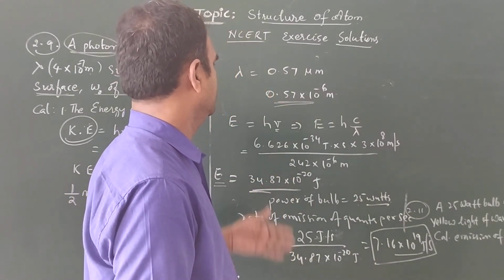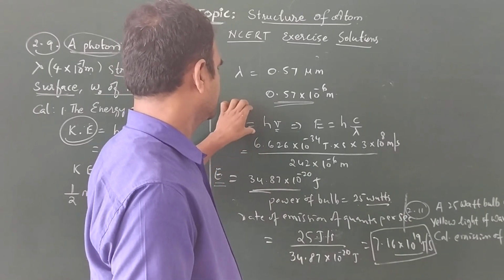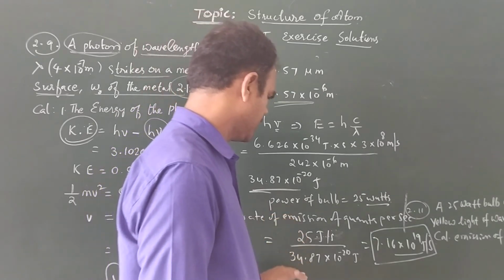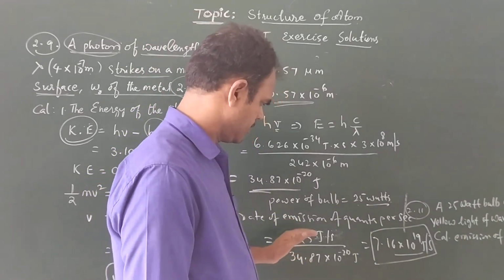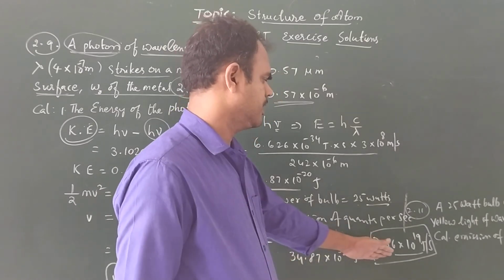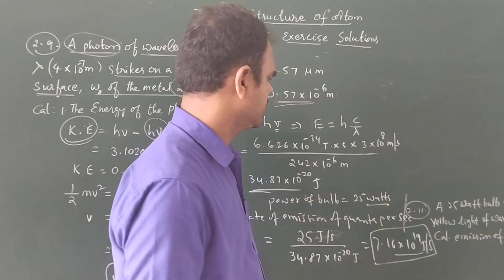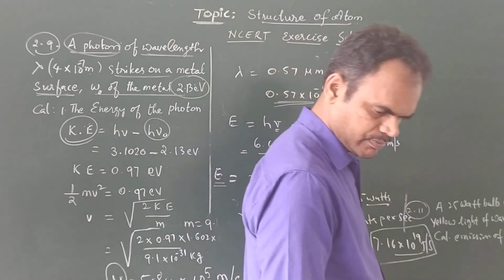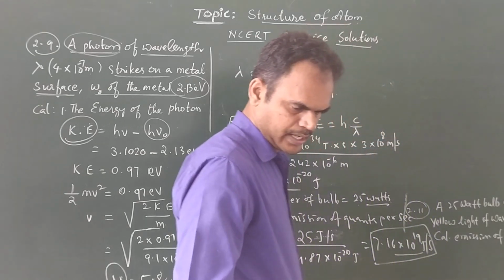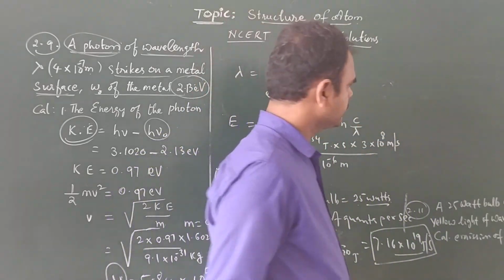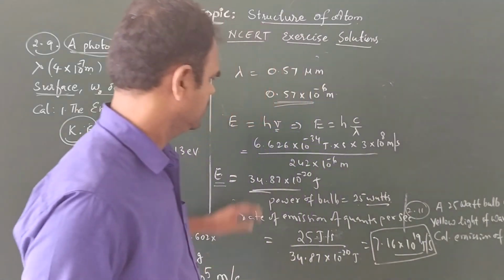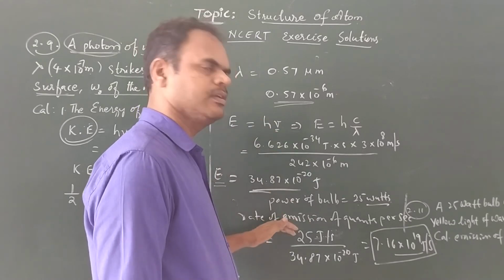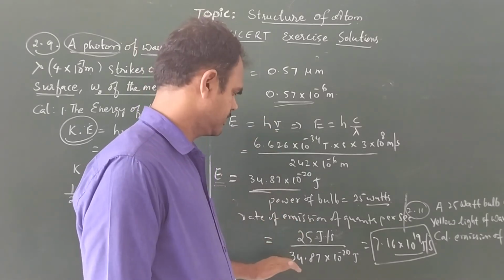This is also based on the Max Planck equation. Calculate the photon energy, then the power of the bulb upon this photon energy, and you get the quanta per second. So this is also based on Planck's quantum equation. Did you understand this one? First is the photon energy, then afterwards the power of the bulb upon this photon energy.